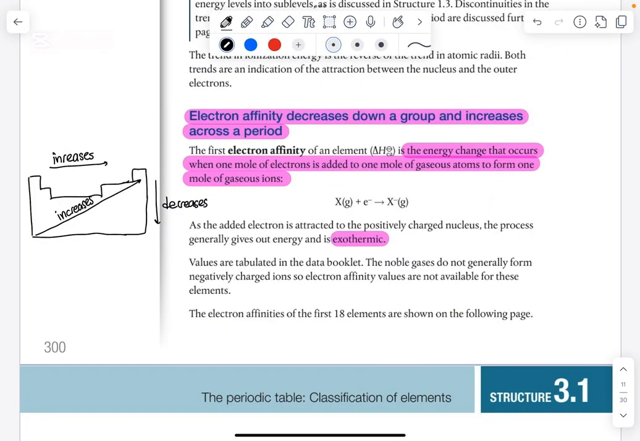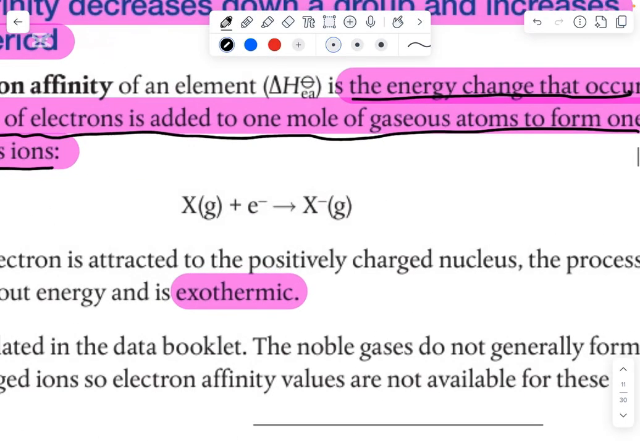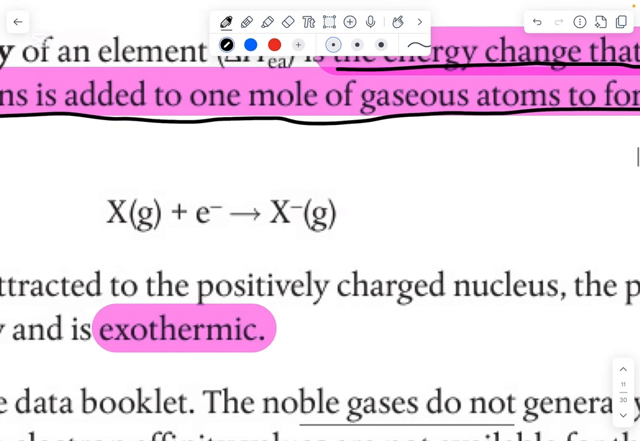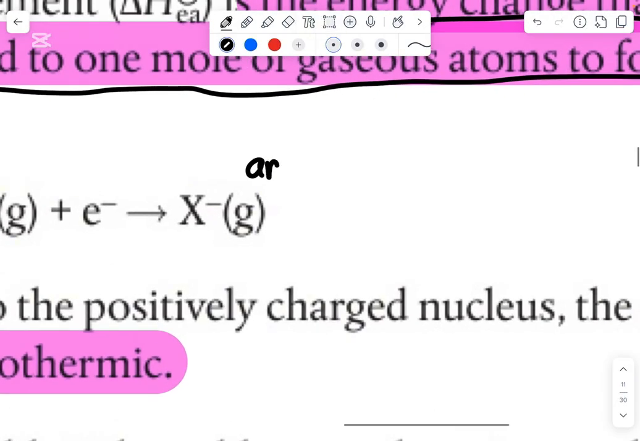Moving on to the electron affinity. The definition of electron affinity is the energy change that occurs when 1 mole of electrons is added to 1 mole of gaseous atoms to form 1 mole of gaseous ions. Let's look at this equation over here. We have 1 mole of gaseous atoms in the gas state. If you add 1 mole of electrons, you're going to get 1 mole of gaseous anions.